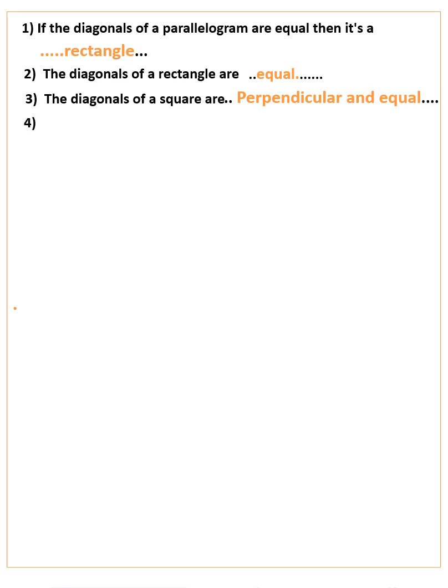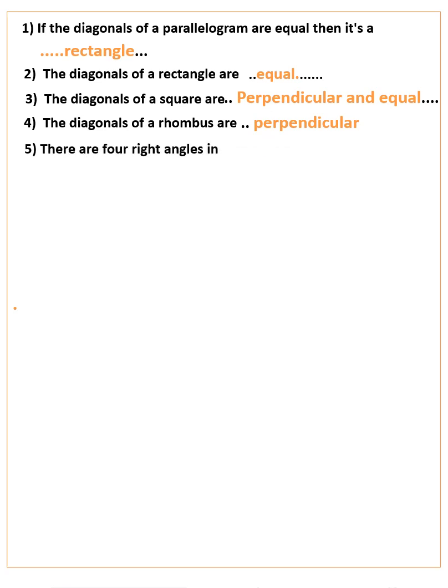Number 4, the diagonals of a rhombus are perpendicular and bisect each other. Number 5, there are 4 right angles in a rectangle and a square. Which quadrilateral has right angles? A rectangle and a square. A parallelogram is a rectangle.